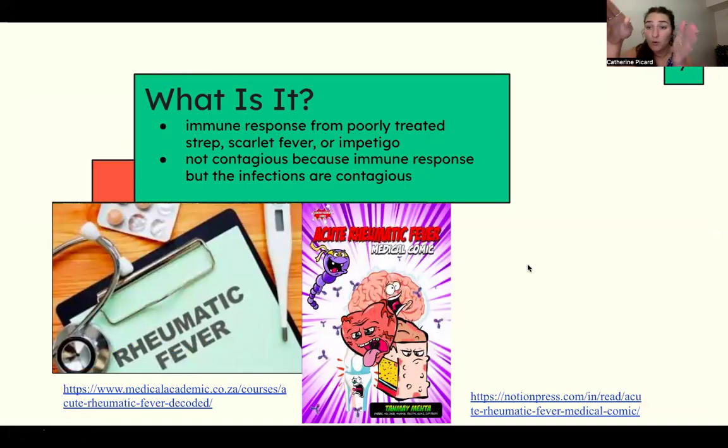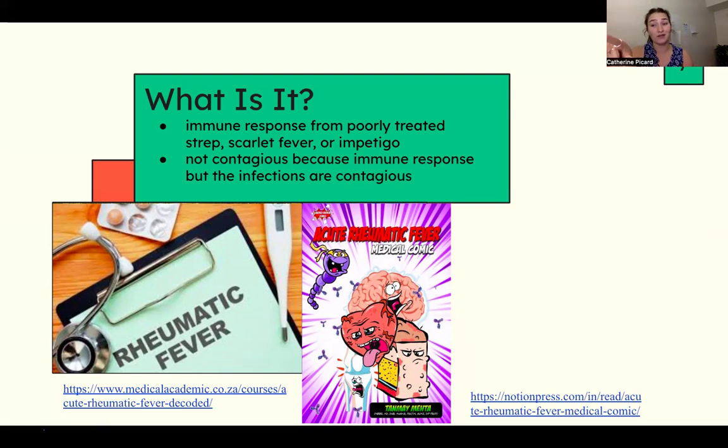Okay, so what is it? What specifically is it? Because we've been talking about the infectious agent, the bacteria, and everything. But what specifically is rheumatic fever? Rheumatic fever is an immune response. So it's not going to be like an infection. Yes, it is caused by not treating an infection of group A streptococcus correctly, but in and of itself it is not an infection, so it's not contagious. So if you have rheumatic fever, you're not going to be giving it to anybody else.